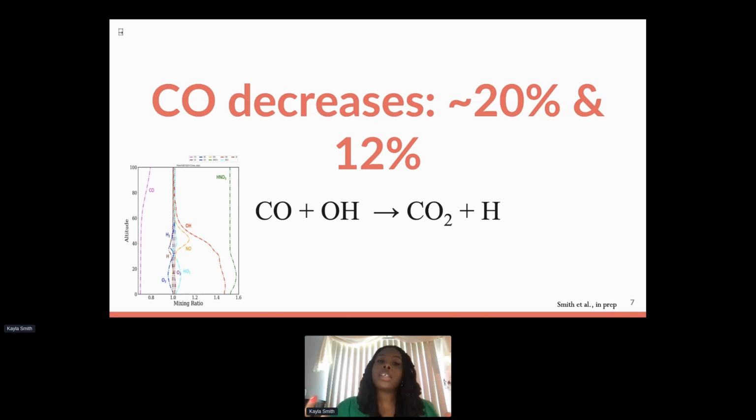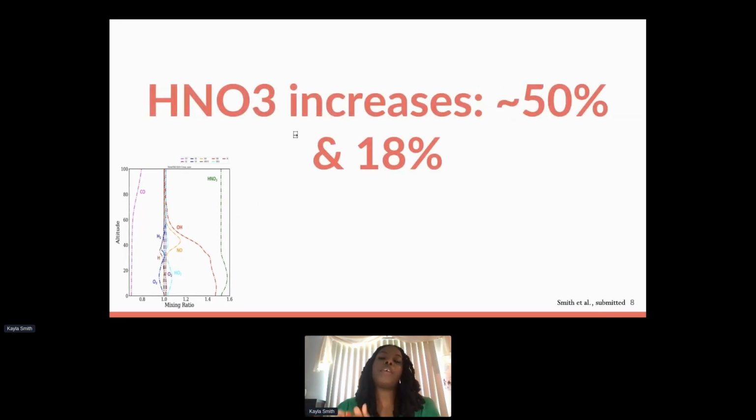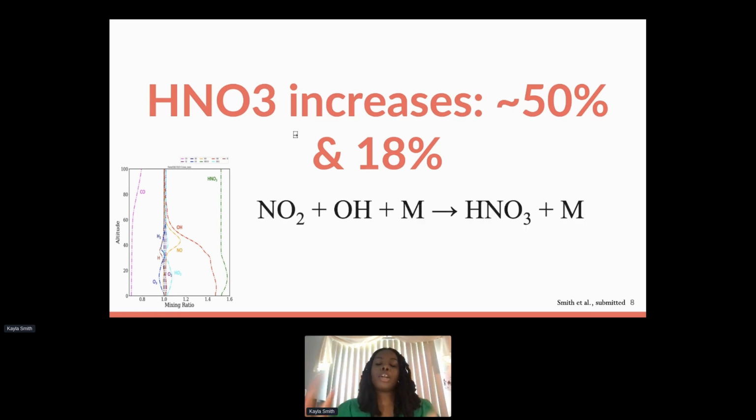With water photolysis creating OH, there's more OH for CO to attack, which can cycle back into CO2, and that CO will not build up in the atmosphere. On the other hand, nitric acid increases roughly 50% and 18% respectively. Again, that is due to the amount of OH around for the NO2 to attack in the third body radical, and that can create more nitric acid in the atmosphere. So water photolysis does impact near surface chemistry, specifically carbon monoxide and nitric acid.